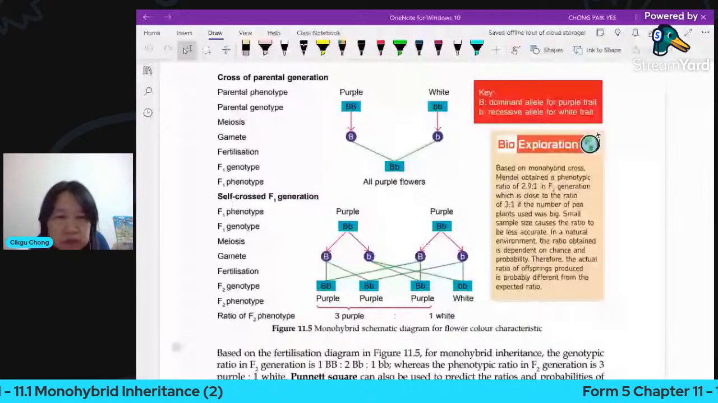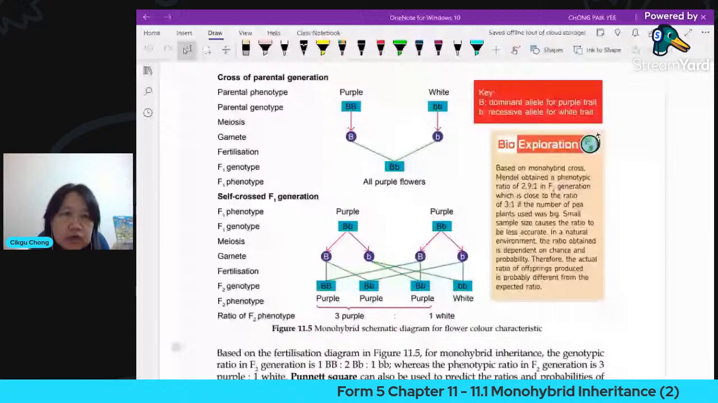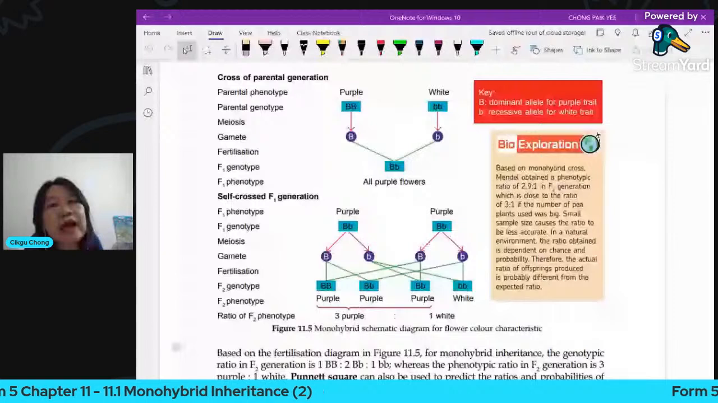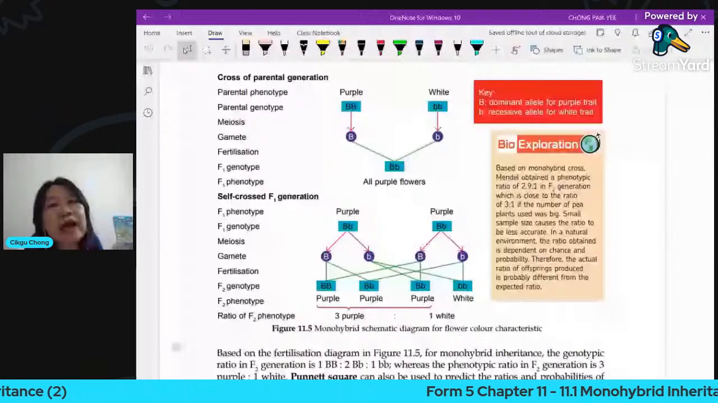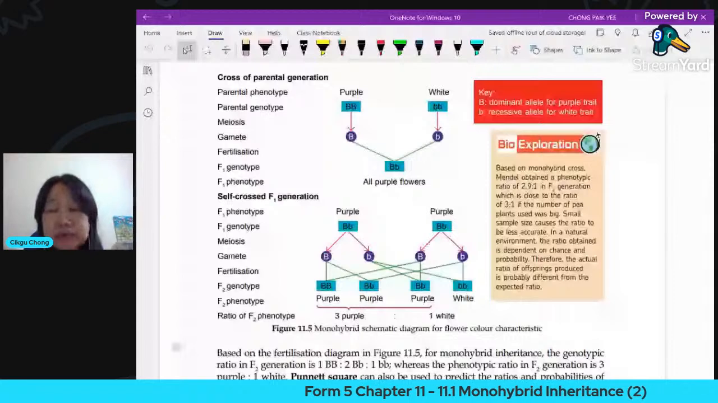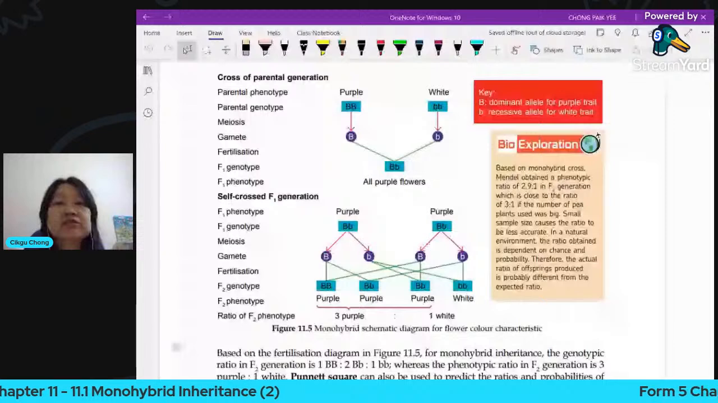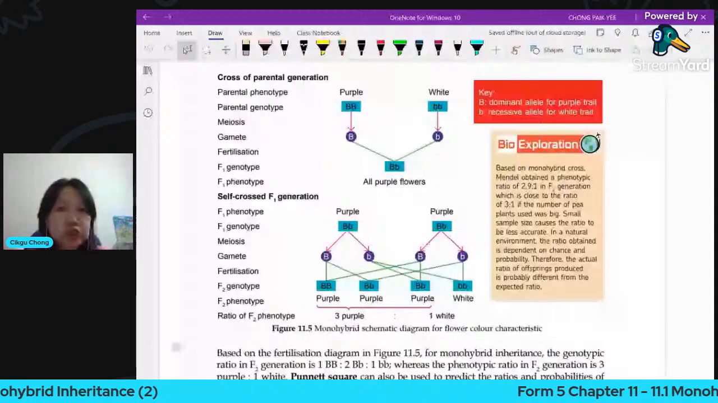So this is what you're going to learn today: how to draw this diagram. This diagram shows you what happens when you take one organism and cross it with another organism. Of course, it must be the same species, but with a different trait. Same characteristic, but different trait. Let's say one tall and one short. So you have one individual that is tall, one individual that is short, or pea plant.